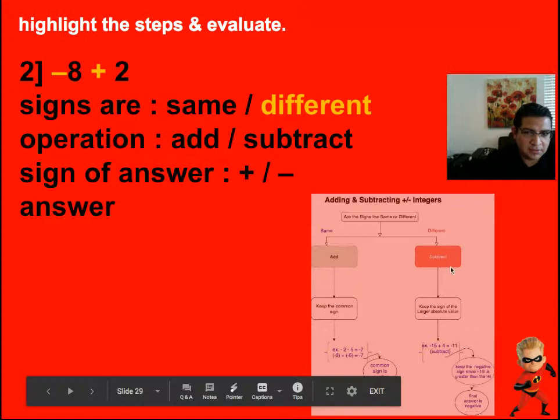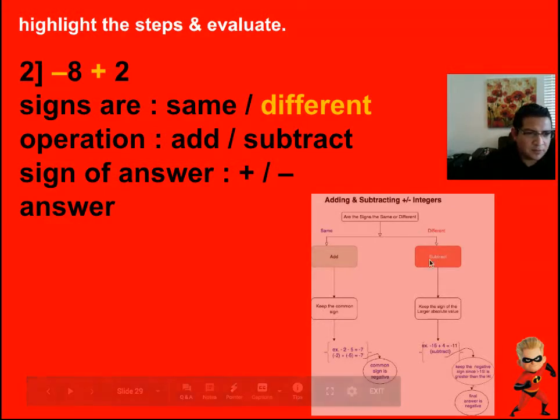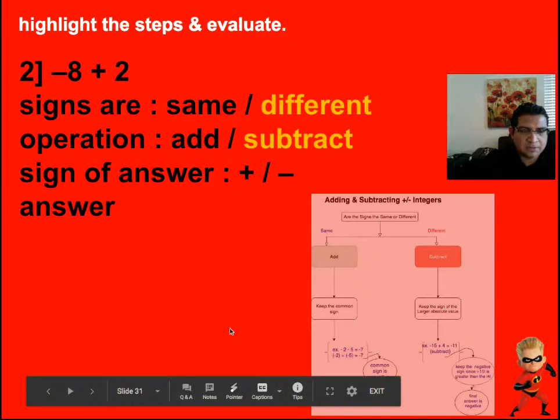So let's check right here. I forgot, Mr. Vasquez. Well, let's find out. Same and different. So different will be subtraction. So this should be our answer. Okay, so this will be subtraction.